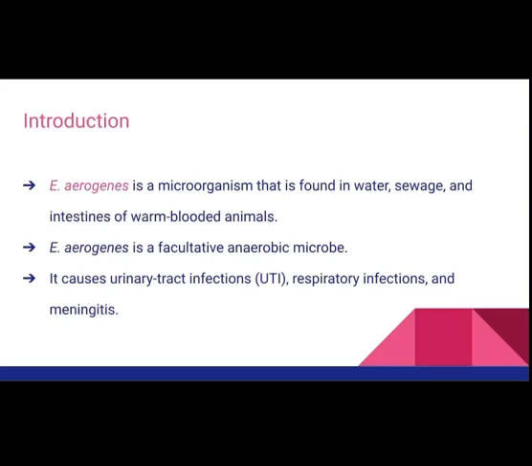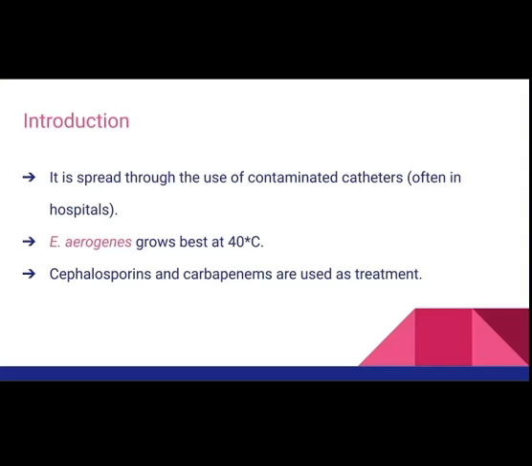It can cause various diseases in patients such as urinary tract infections, respiratory infections, and meningitis. It is spread through contaminated catheters or cross-contamination in surgery. So it's very common in hospitals to see patients that have E. aerogenes. It is best grown at the temperature of 40 degrees Celsius, and doctors can prescribe various treatments to patients with E. aerogenes such as cephalosporins or carbapenems.